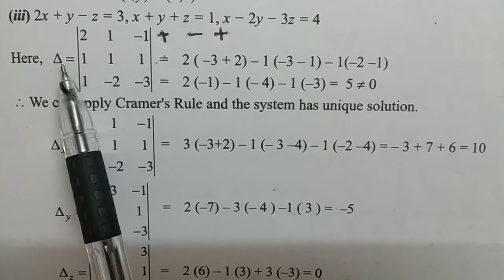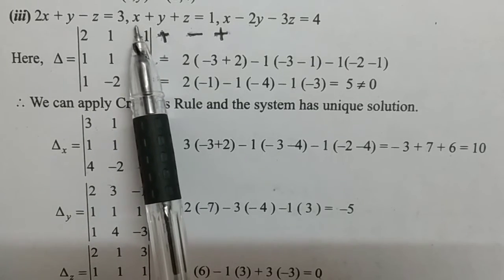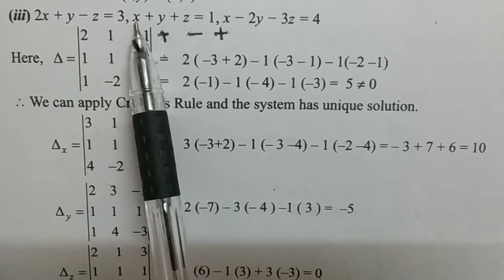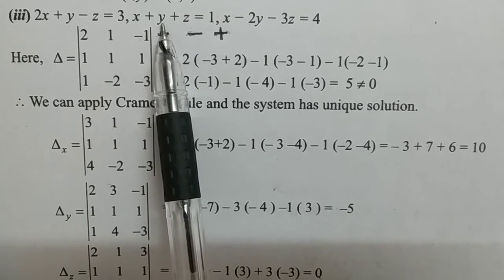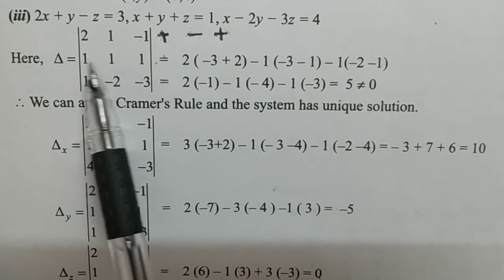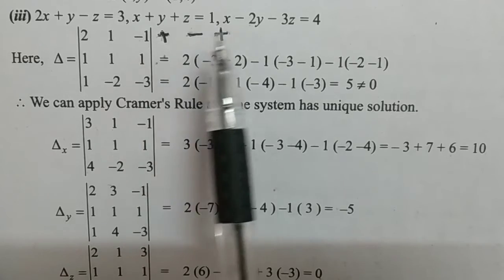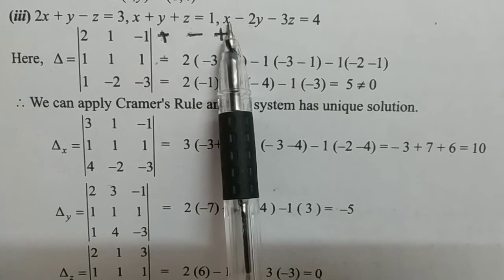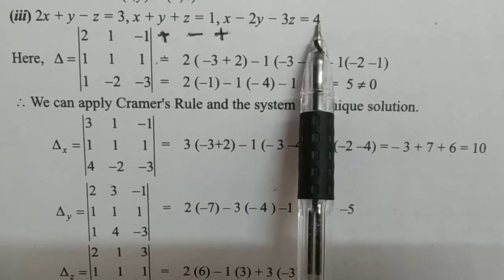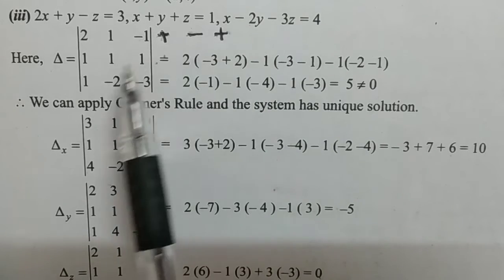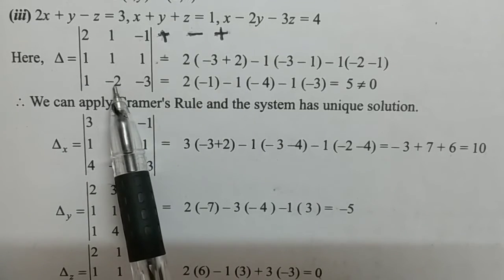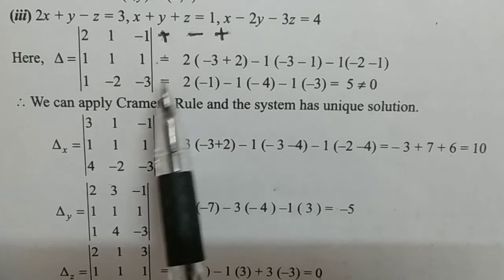Next, the second row. What is the second equation? x plus y plus z. What is the coefficient of x? 1. The coefficient of y? 1. The coefficient of z? 1. So 1, 1, 1. Third equation, x minus 2y minus 3z equals 4. The coefficient of x is 1, the coefficient of y is minus 2, and the coefficient of z is minus 3.